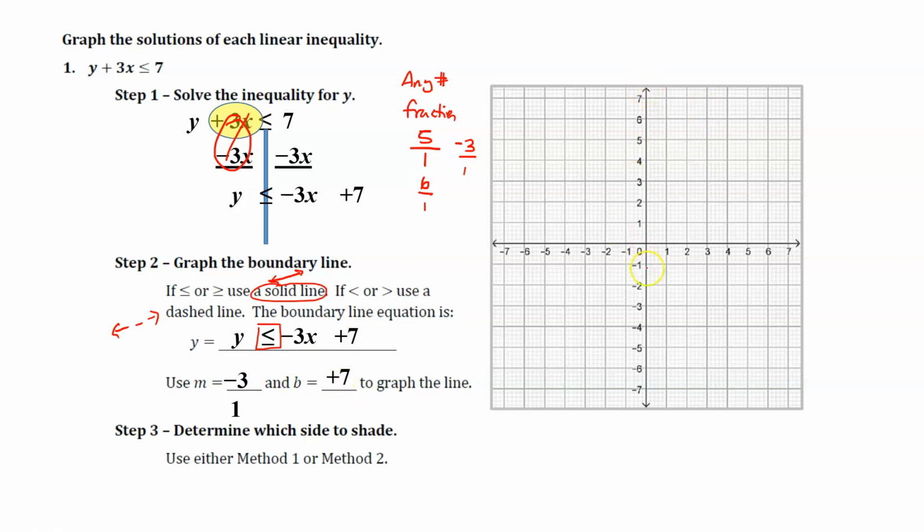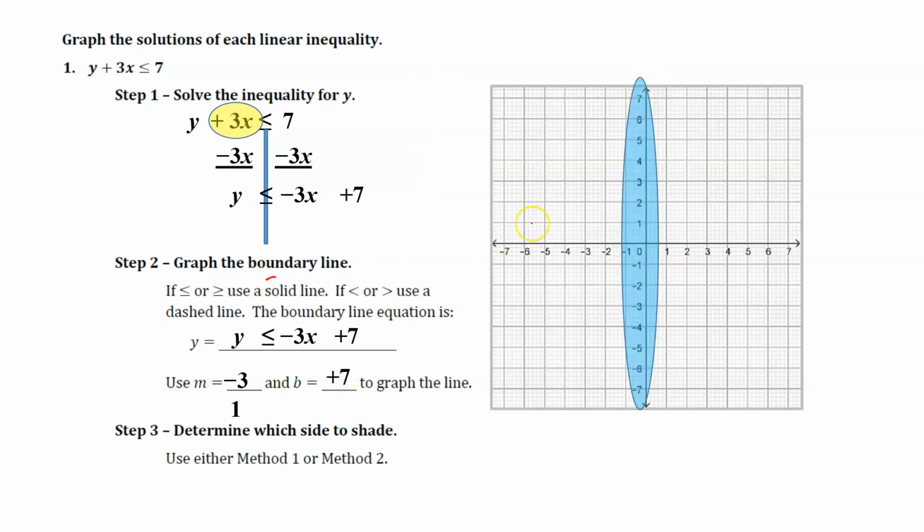So on your y-axis, where is 7 on your y-axis? You should have put a point here. All right. Now our slope, which is negative 3 over 1, if it's a negative 3, do you think we're going to go up or down? Down and over 1. So from here, let's go down 3 and over 1.